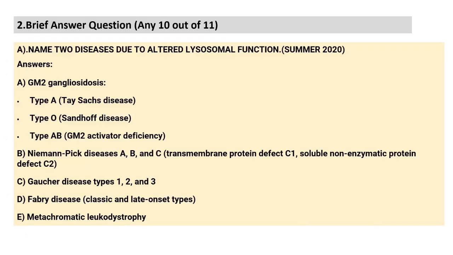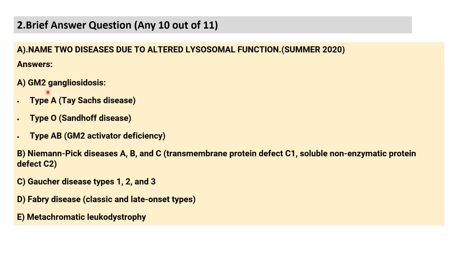So the first question is, name two diseases due to the altered lysosomal function. So here, due to the altered lysosomal function, what are the diseases? The answer is GM2 gangliosidosis, in which there is a type A, type O, and type AB. Type A is Tay-Sachs disease, type O is Sandhoff disease, and type AB is GM2 activator deficiency.